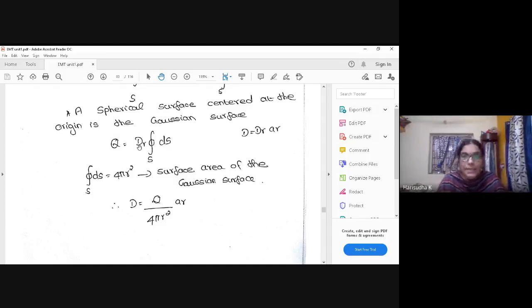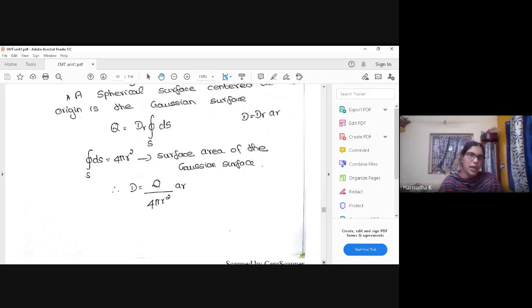Since D is equal to Dr into unit vector, here I can write D is equal to Q divided by 4 pi r square into ar. I want to find what is my D. So cross multiplying, I'll get D equal to Q divided by 4 pi r square into unit vector along the direction r.